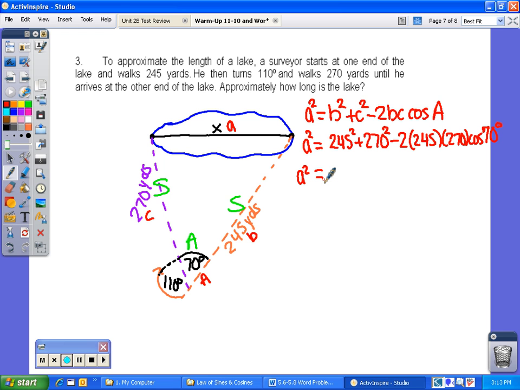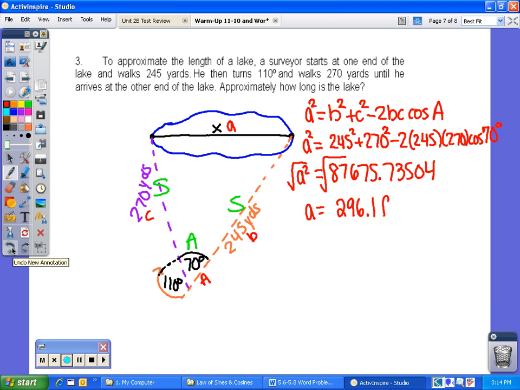I can put all of this in my calculator. And I wound up getting 87,675.73504. Take the square root, and you wind up getting 296.1 feet. Not feet, but 296.1 yards. Remember, units are important, so if you forget units, you're going to get a -1.